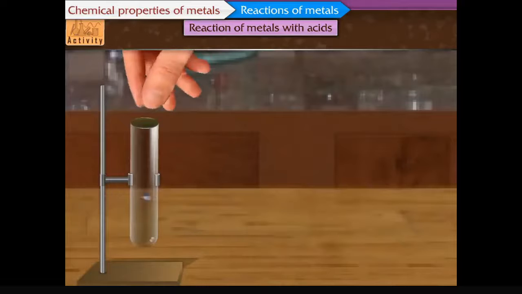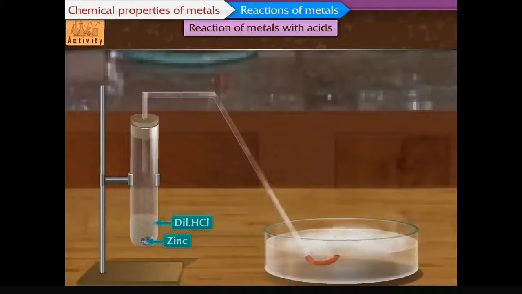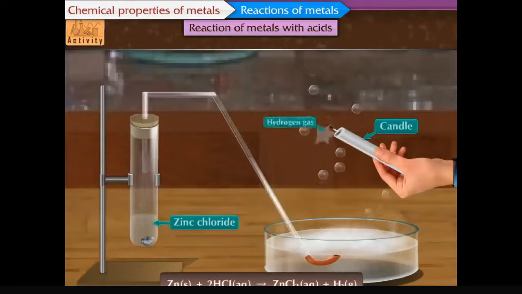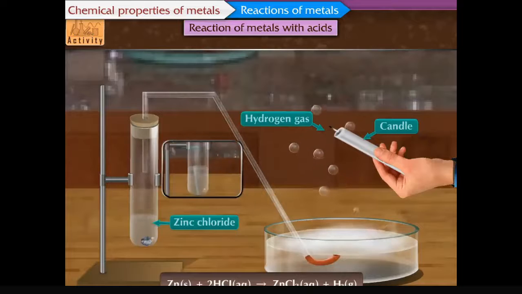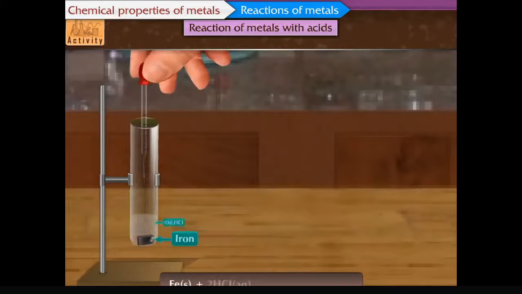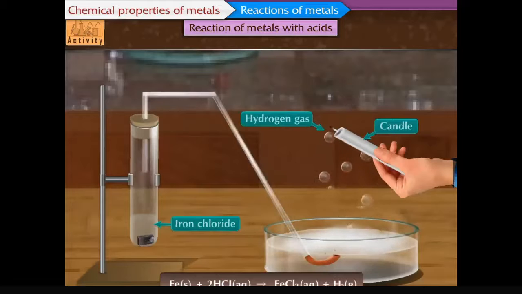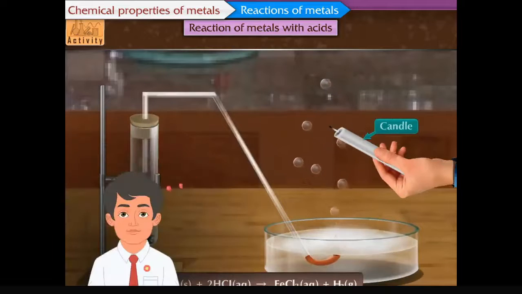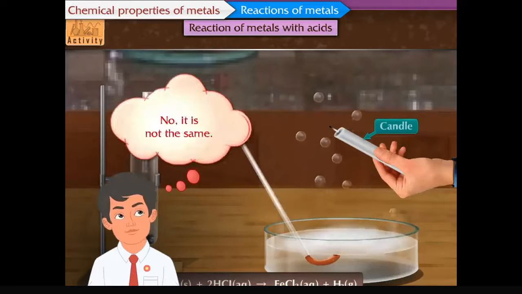We have seen the reaction between zinc and dilute hydrochloric acid. It is less rapid than the reaction of aluminium with dilute hydrochloric acid. Iron reacts very slowly with dilute hydrochloric acid to form iron chloride and hydrogen gas. Is the rate of formation of bubbles the same in all the test tubes? No, it is not the same.